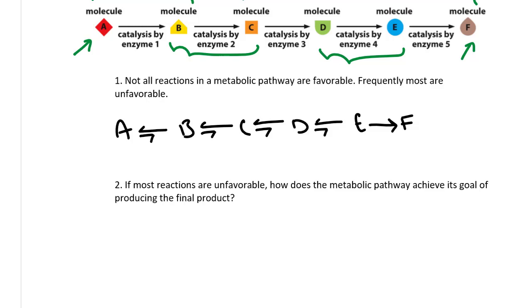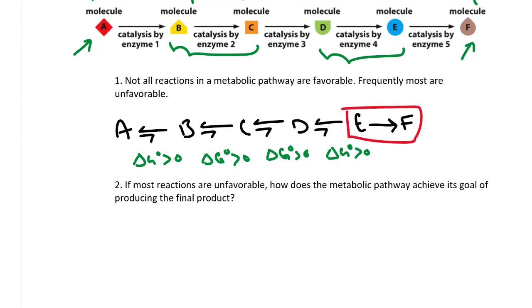So if I were going to write out the delta G's, or the delta G standards, for example, I can say the delta G standard for A to B is greater than 0. The delta G standard for B to C is greater than 0. C to D is greater than 0. And D to E is greater than 0. But this last reaction, E to F, the delta G standard is much less than 0. So what will that do? Well, when we have a situation like this, none of the reactions can reach equilibrium because of this last one.